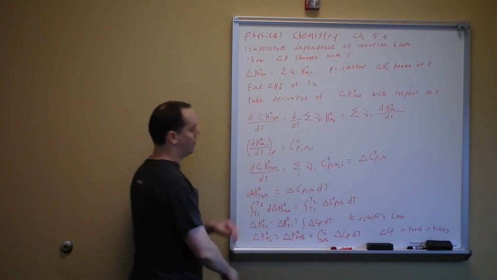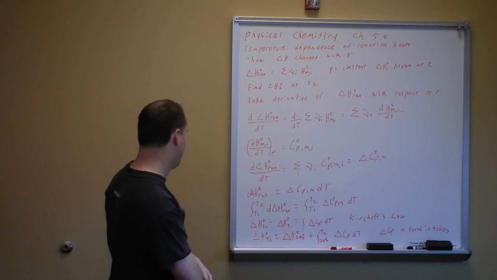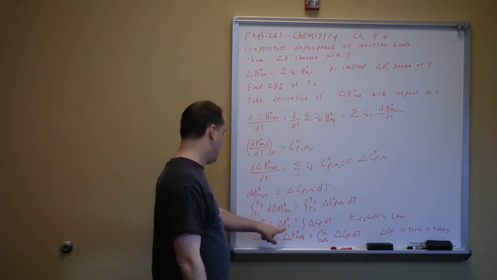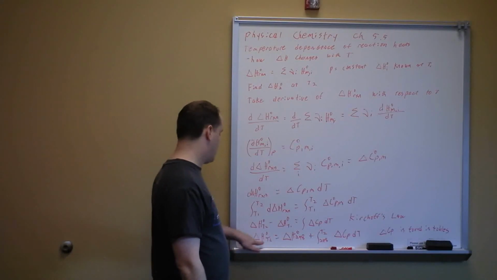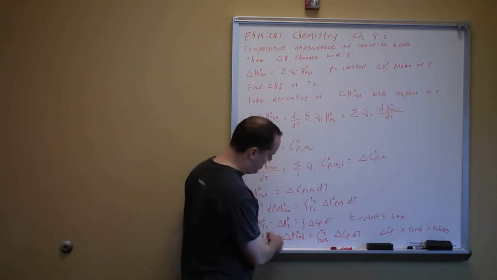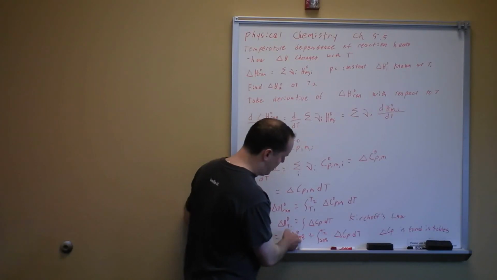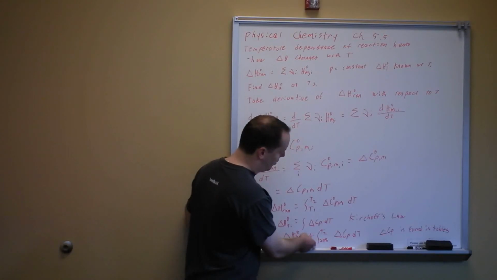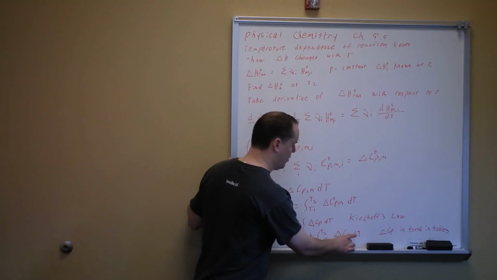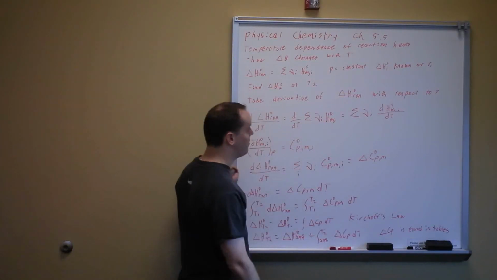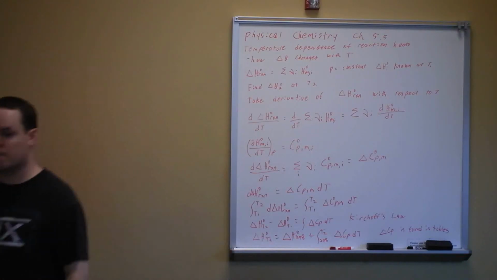This whole equation is known as Kirchhoff's law, I don't know how to pronounce that, but anyway. So just adding to get delta H by itself, delta H naught at temperature 2 is just equal to delta H naught at temperature 1, for example 298 Kelvin, plus the integral from 298 Kelvin or whatever initial temperature to T2 of delta Cp dT. And delta Cp is something that we can find in different tables.